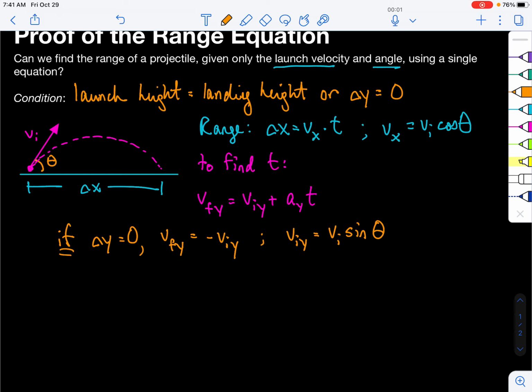That's that vertical component of the right triangle. Maybe I'll take just a moment to draw that out. So here's vi, here's vx, and here's viy, and here's that angle theta. So we see that viy is opposite, and so it's vi sine theta. And so if delta y is 0, then the final y velocity and the initial y velocity are opposites, and we can rewrite that pink equation replacing vfy with negative viy.